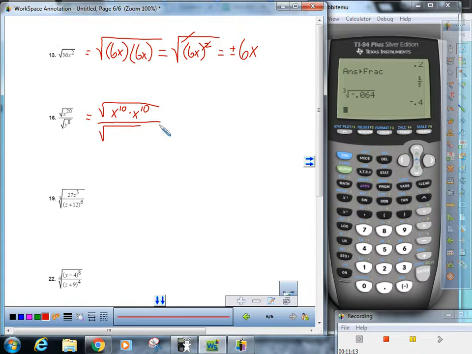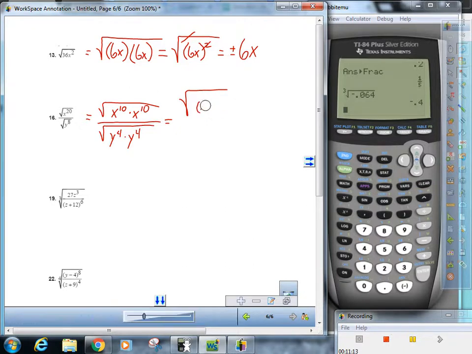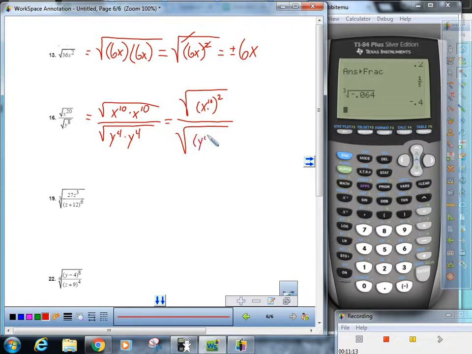What thing, when you multiply it by itself, gives you y to the 8th? Y to the 4th times y to the 4th. Now bear with me here. On the top, what you get ends up being an x to the 10th squared, because that's what it means to multiply by yourself. And what do we get on the bottom? Y to the 4th squared. And again, what does the square and the square root do to each other?